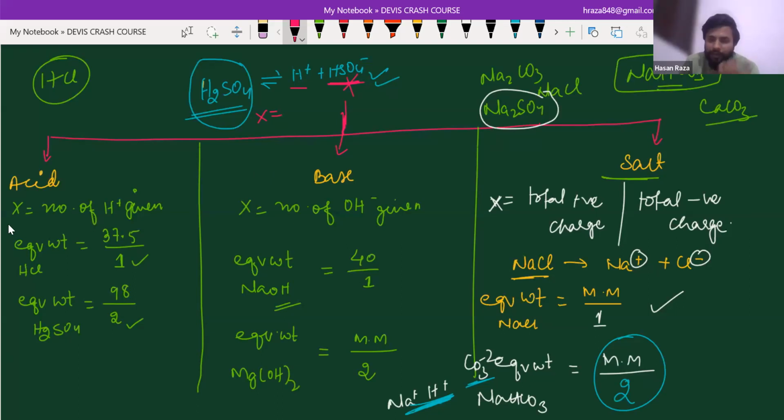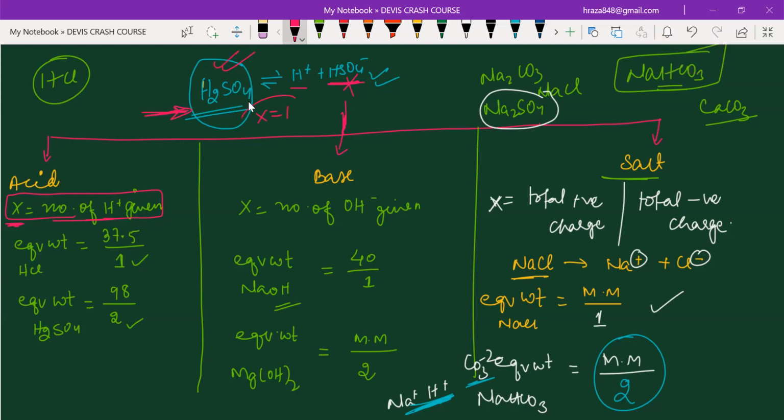See what I have written here. X is equal to the number of H plus given. In this reaction, how many H plus is given by H2SO4? 1. So X is equal to 1. So be careful about this.